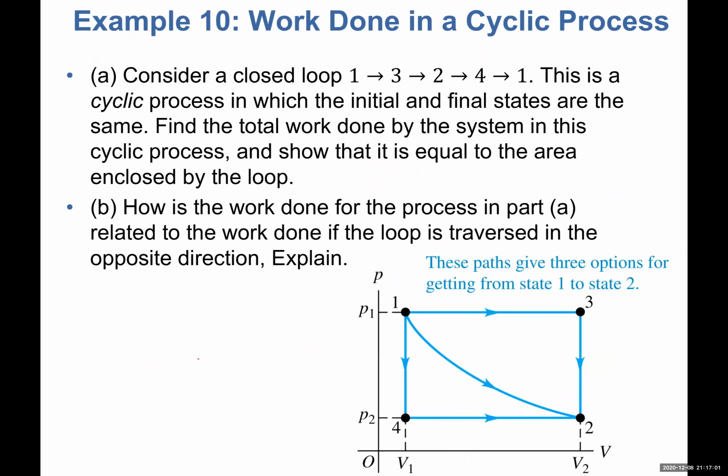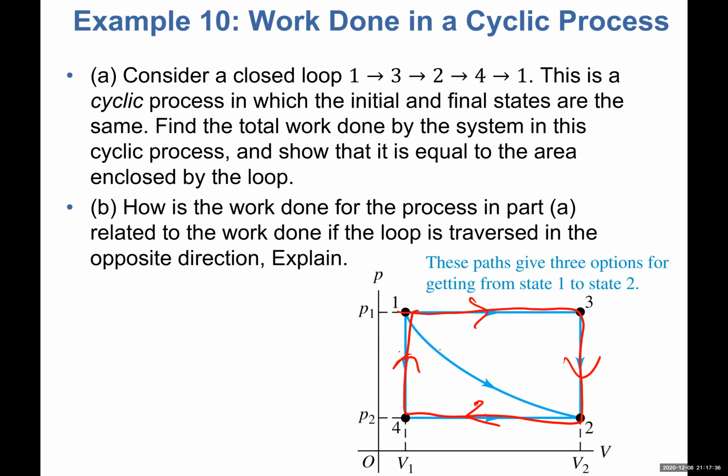All right, so let's look at an example here. We're going to consider that loop that we looked at already. It's a closed loop going 1 to 3 to 2 to 4 to 1. That means this time we're going to go like this: 1, 3, 2, 4, 1. So going in this particular direction. Okay. So this is a cyclic process in which the initial and final states are the same. We're going to find the total work done by the system in this cyclic process and show that it is equal to the area enclosed by the loop.